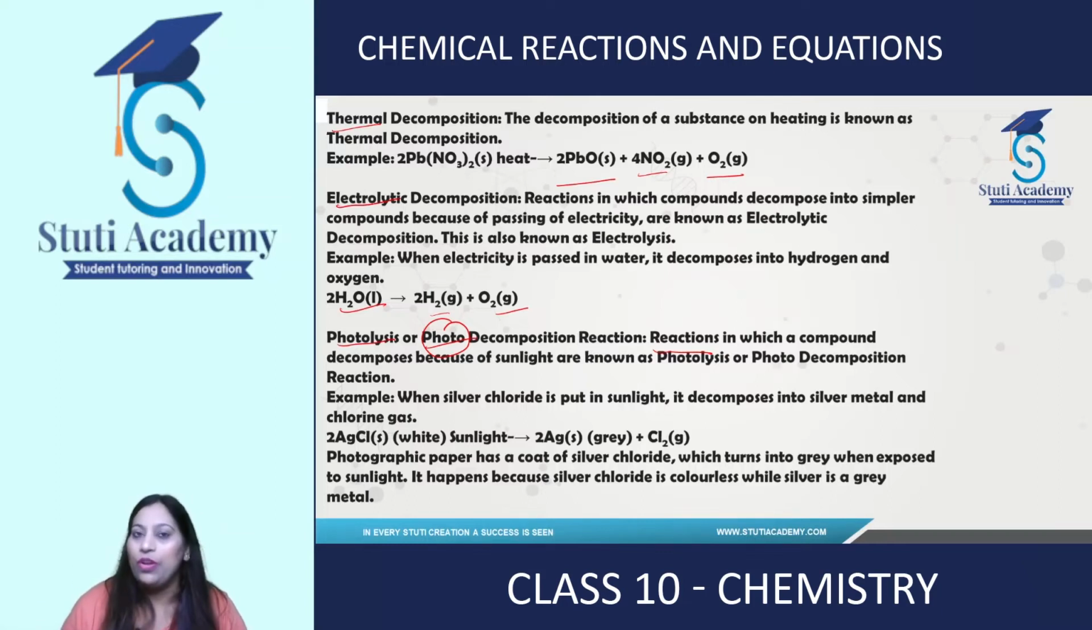An example of such a reaction is silver chloride. Take some silver chloride and keep it in the presence of sunlight. You'll observe that the color of the silver chloride changes. It becomes silver metal, its color changes to somewhat silver. So when silver chloride is put in sunlight, it decomposes into silver metal and chlorine gas. This is a very important question.